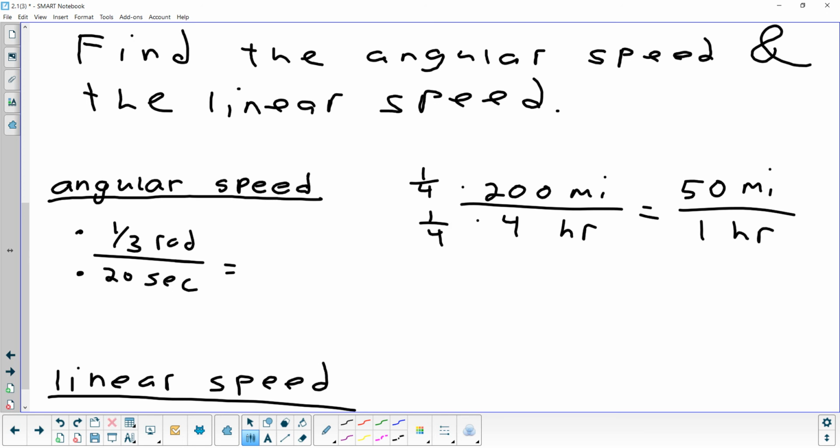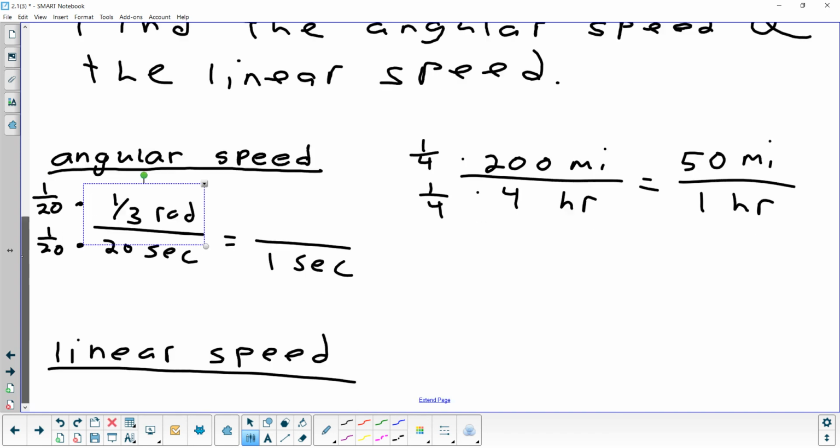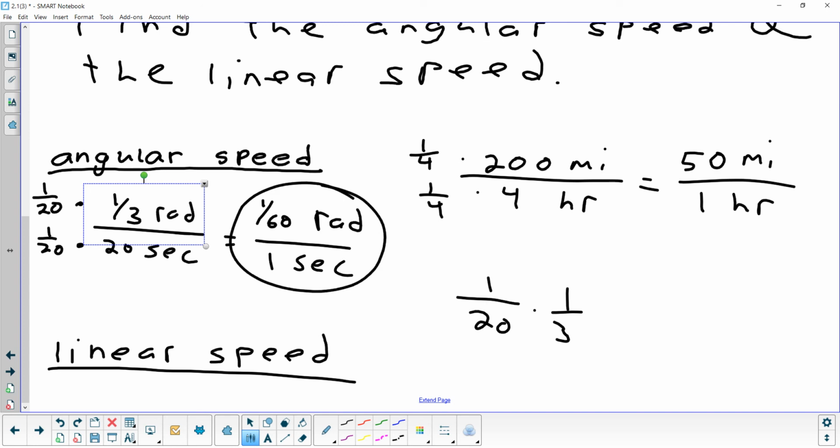So what could I do here? Yeah, multiply top and bottom by 1/20. 1/20th times 20 is going to give me 1 second, just like I had over there. And 1/20th times 1/3, just multiply straight across the fraction. That's 1/60. So there's your speed. It's 1/60th of a radian per second. You can make 1/60th a decimal if you wanted, but we can leave it like that.